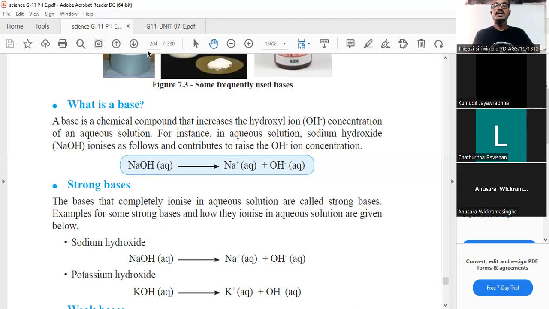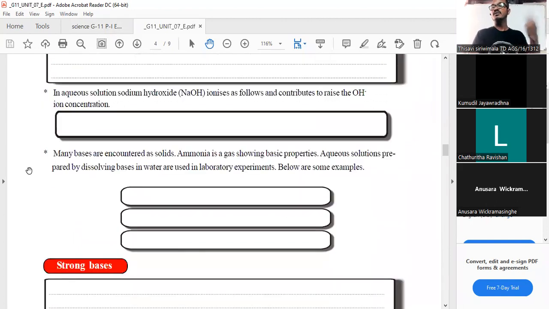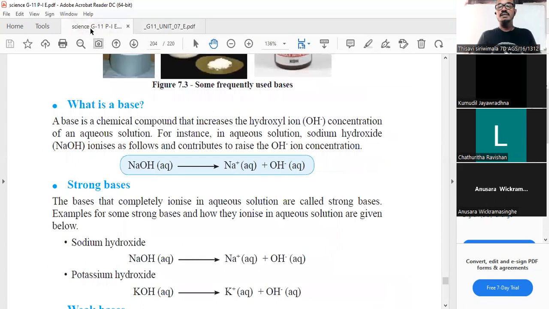Right. Again, strong bases and weak bases. Now, depending on the amount of OH minus released, again, it can be categorized. Before that, mainly bases are encountered as solids. Ammonia is a gas showing basic properties. Aqueous solutions prepared by dissolving bases in water are used in laboratory experiments. Below are some examples of bases. I will put them on the board, you write them down.